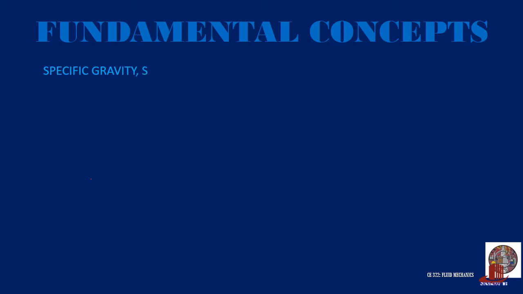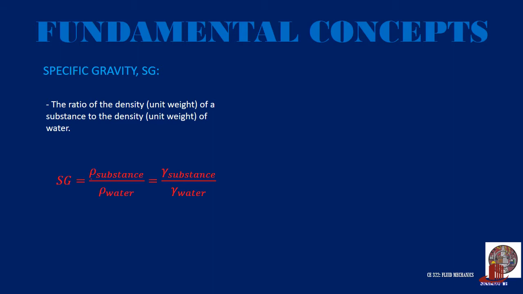Specific gravity or SG is another important fluid property, and it is defined as the ratio of the density of any substance to that of water. In place of density, you can also use unit weight. And since both substances use the same parameter, specific gravity will be unitless.